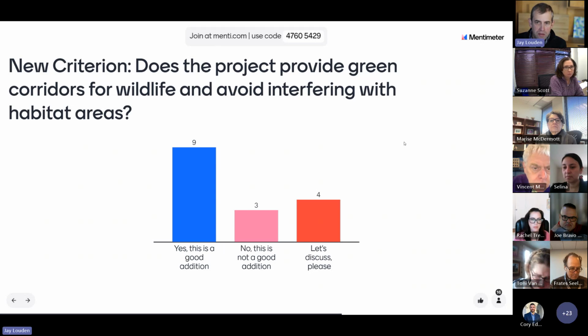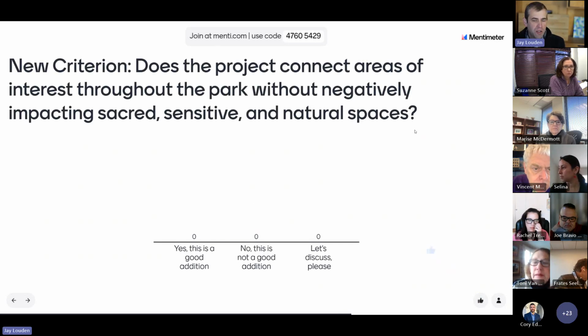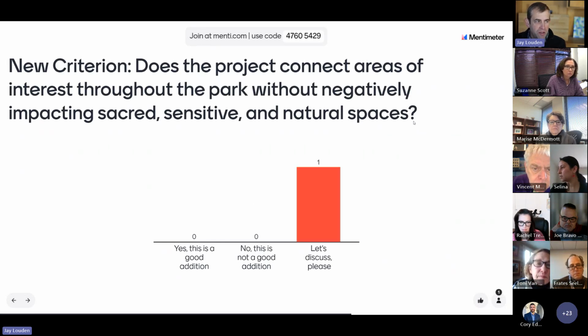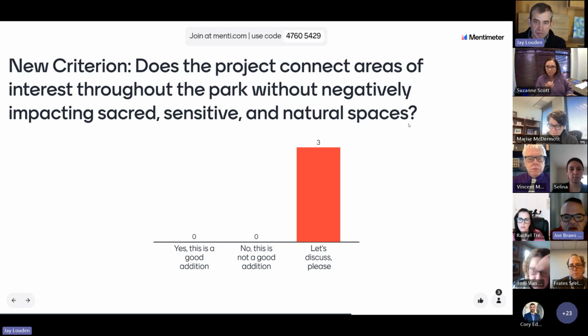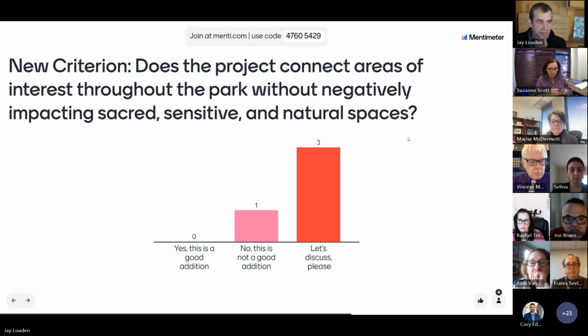All right, let's keep going here. A new criterion: does the project connect areas of interest throughout the park without negatively impacting sacred, sensitive, and natural spaces? Already got a let's discuss, so please speak up. Who defines what area is sacred? And Tony?